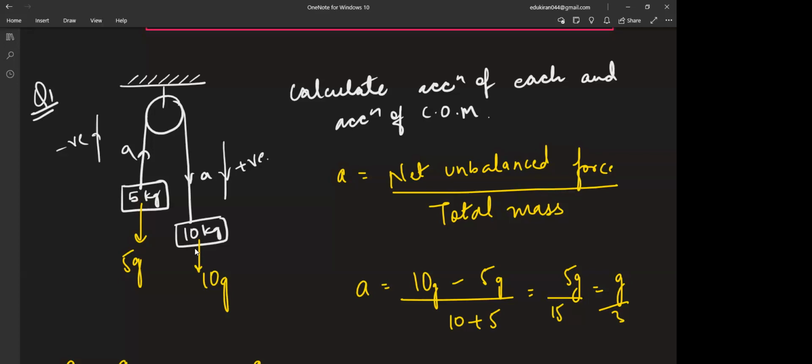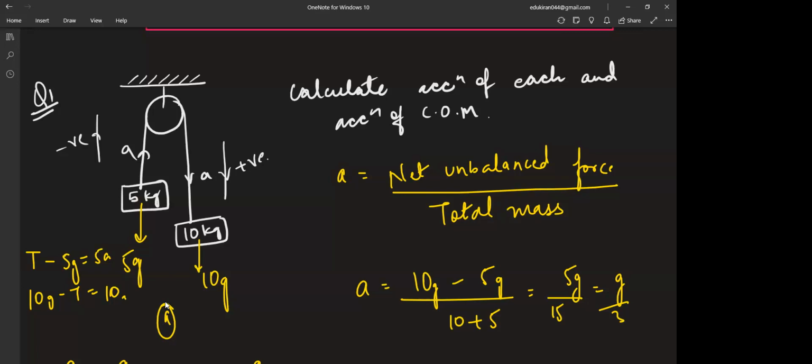You getting me? You can take free body diagrams also. Wherever the acceleration is occurring, here acceleration is occurring upwards, so tension minus 5g will be equal to 5a. Here acceleration is acting downward, so 10g minus tension will be equal to 10a. Using these two equations, you can get the value of acceleration. Now see here, once you have the value of a.